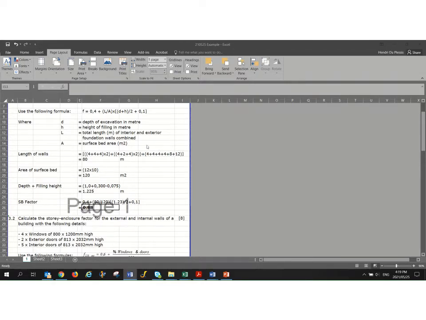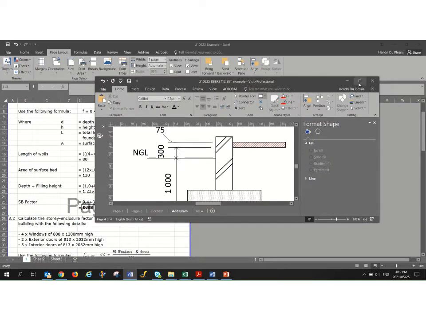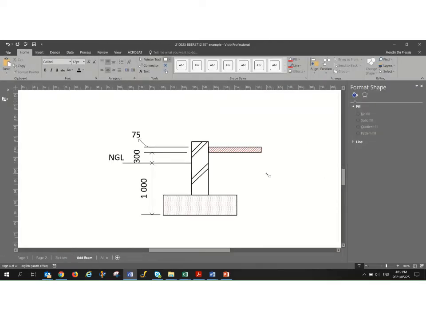Hi everyone, sorry I just took a small break there, so I thought maybe it would be best if I just make a quick drawing of how that depth is calculated and how everything works into each other.